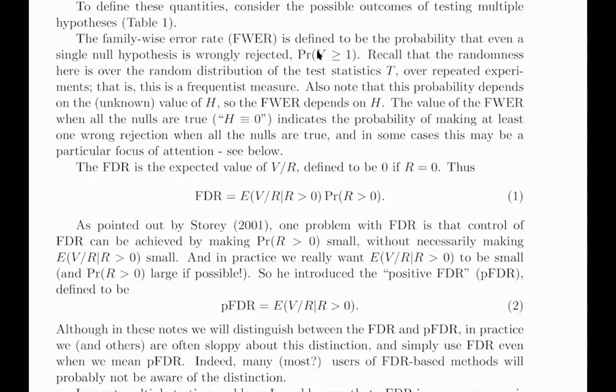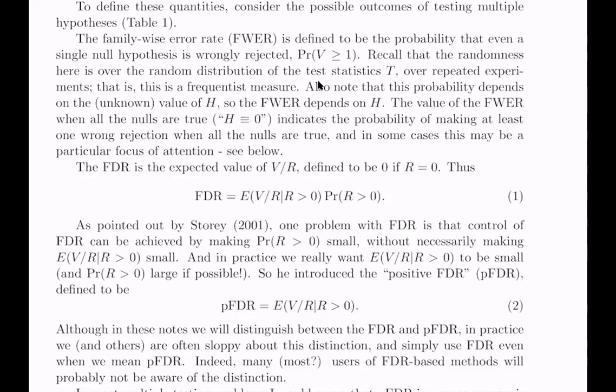So really the innovation of the FDR when it was introduced by Benjamini and Hochberg is that it recognizes that it's a mistake to worry too much about rejecting even one null hypothesis wrongly if the majority that you reject are correct. Because why is it a mistake? Because it leads to procedures that are too conservative.